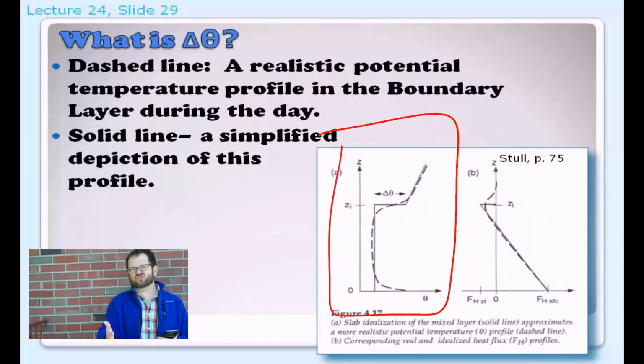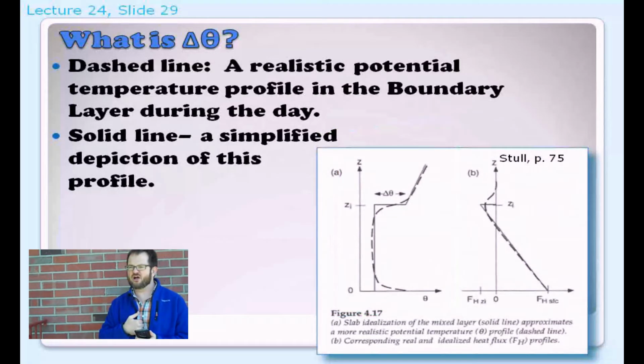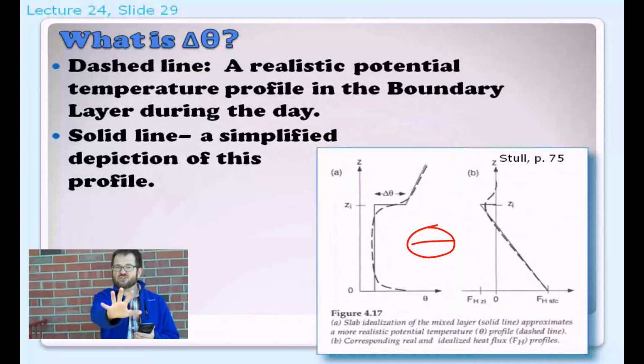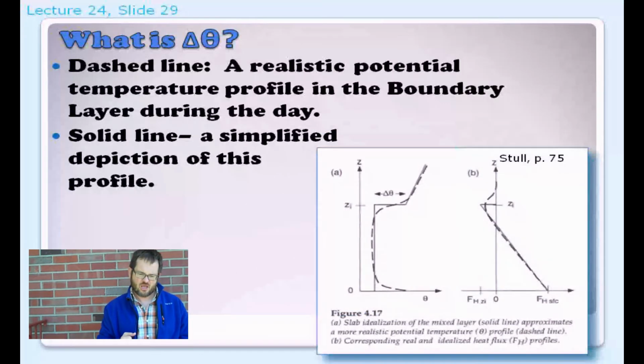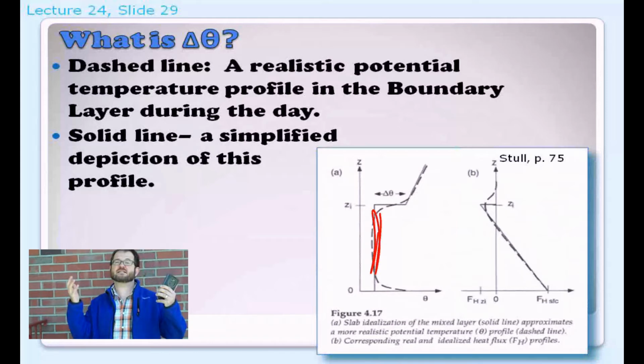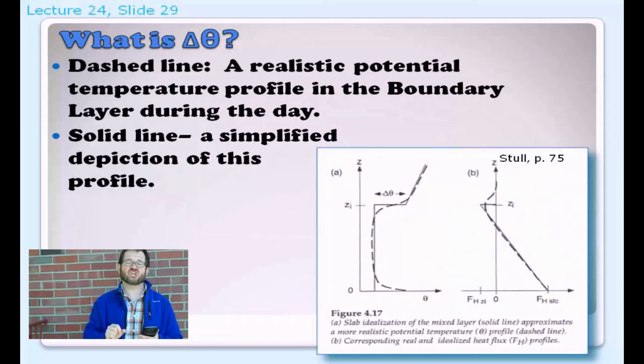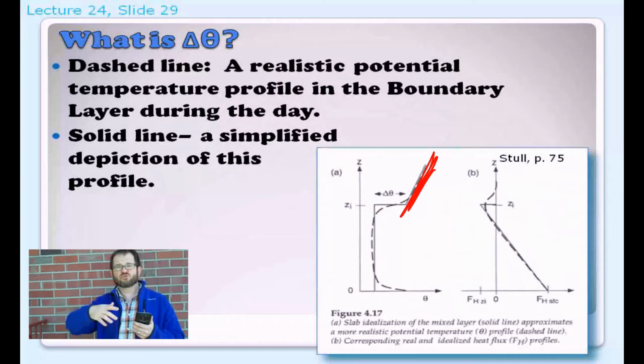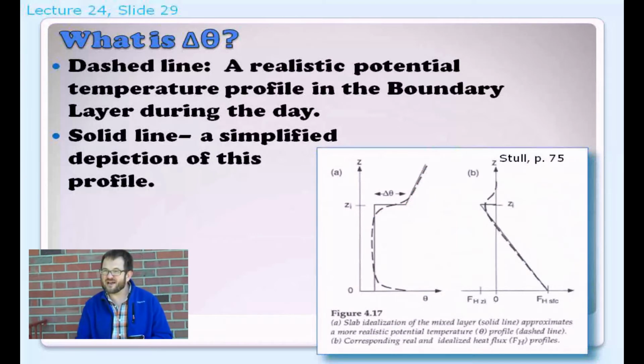In this left panel, Stull is trying to illustrate a fairly typical looking potential temperature profile in the boundary layer during the day. And he's using that dashed line to illustrate this. And you can see all the good stuff we already know about potential temperature profiles in this diagram. For example, you can see that the potential temperature profile is roughly constant with respect to height in the mixed layer. You can see the absolutely unstable surface layer there. You can see how there's a big inversion right there at the top of the boundary layer, and then the change in potential temperature with respect to height is positive but small through the rest of the depth of the free atmosphere. All the good stuff we know is out there.